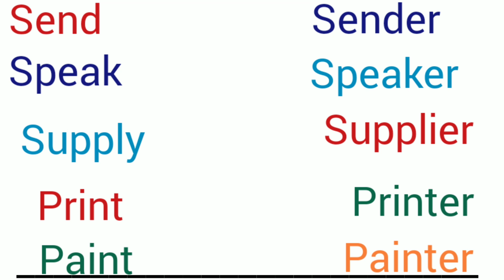And we go the other way around. A sender sends something to people. A speaker speaks about things. A supplier does supplying job. A printer prints things for people. A painter paints houses or whatever that needs to be painted. Is it understood now? Let's still see another one.